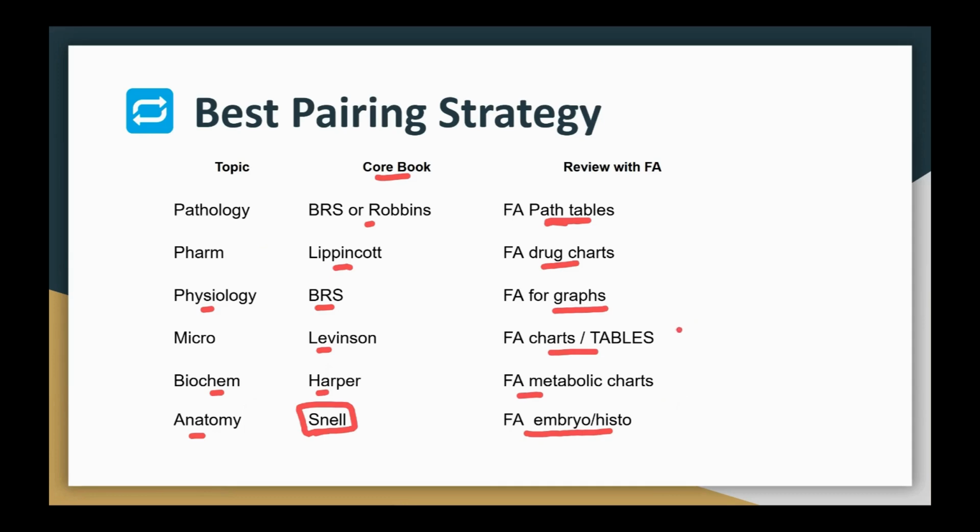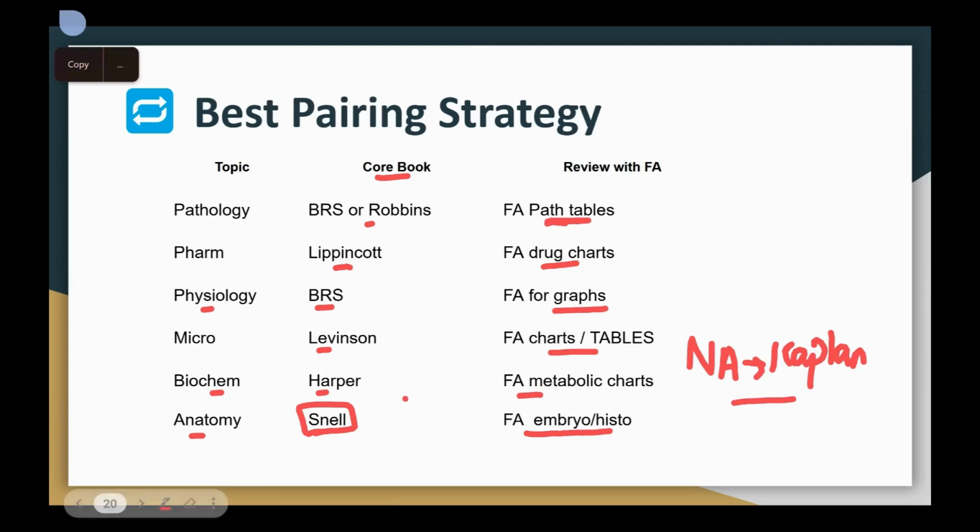But for neuroanatomy, you can also do it from Kaplan, and there are certain subjects for different specialties which need to be done from a specific book. I will go into the detail of that in a while, but this is for general subjects. Like this scheme can be used for all the subjects, for all the specialties.